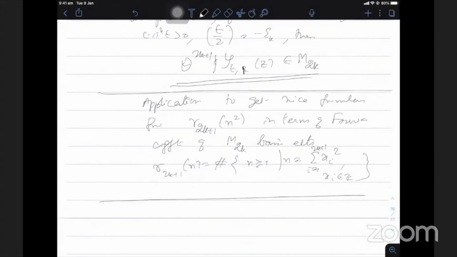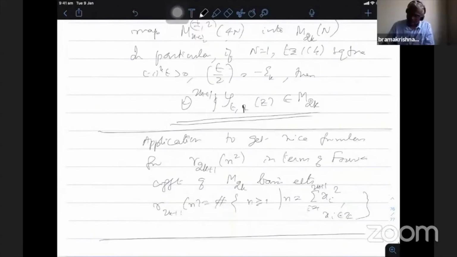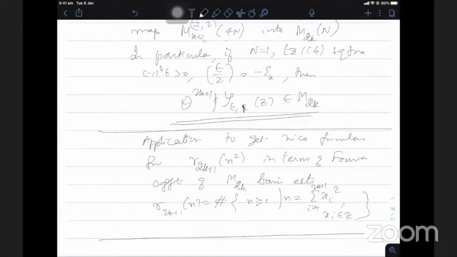Sir, in this set, number of x_i tuples we are looking for. Oh yeah, so I was confused. You are right. Thanks for that.